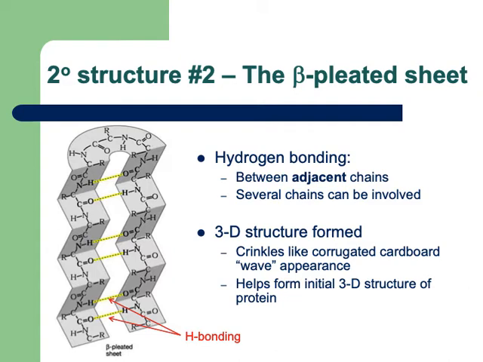So several chains can be involved. And what we find is that these pleated sheets are 3D structures that are formed, and they look like crinkles, like corrugated cardboard or a wave appearance. And this really helps form the initial 3D structure of a protein. So there's strong hydrogen bonds again between adjacent chains.